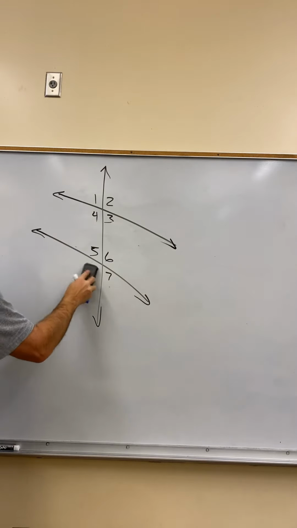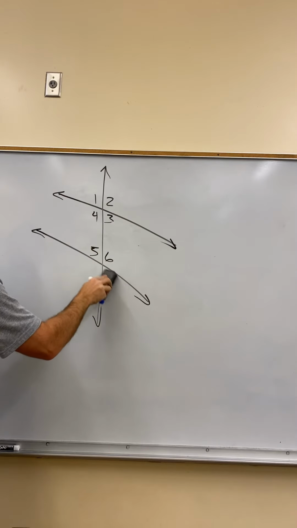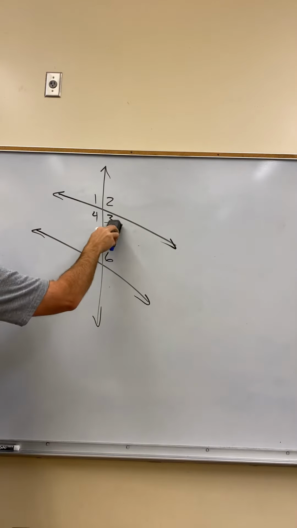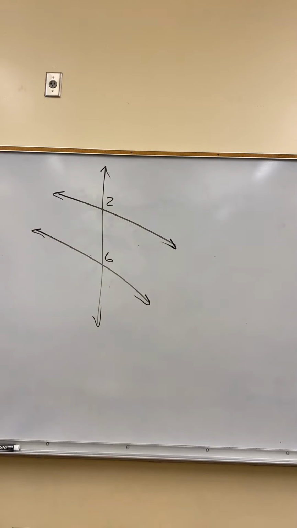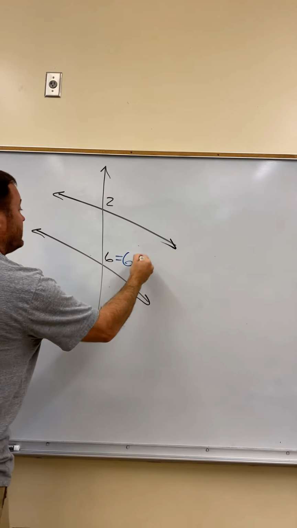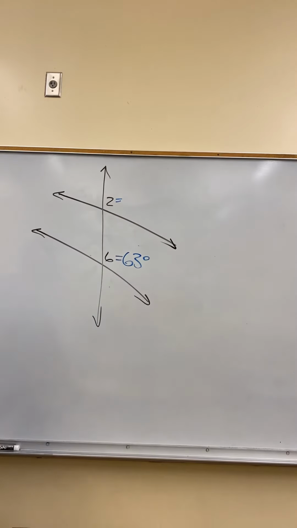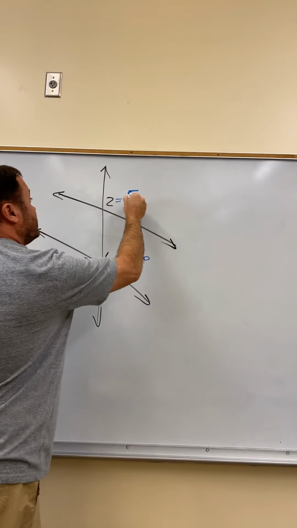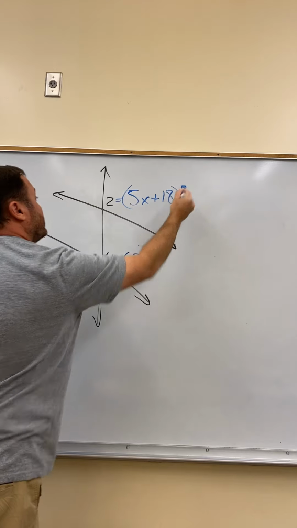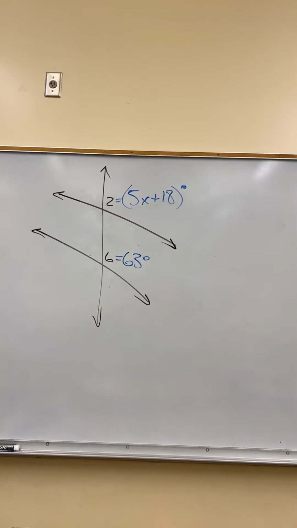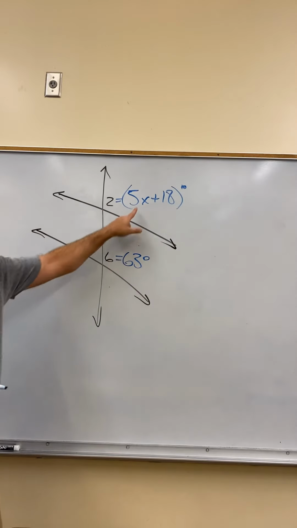And they're only going to label two angles. So that's the only two they want you to solve. So they tell you that this one is 63 degrees. And they tell you that the top one is equal to 5x plus 18 degrees. That's a degree symbol. Now these are in the same location, aren't they? Angle 2 and angle 6, they're corresponding. So these two have to be equal to each other.